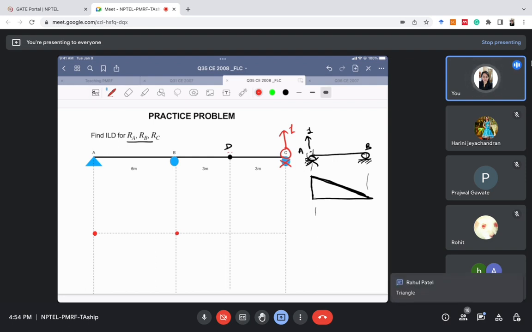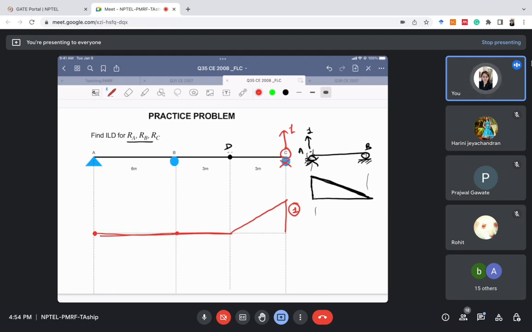But at point C, Rahul is right, we have pulled it upward, so it is displaced by unit amount here and it will be like this. When there is a hinge, just imagine a hinge here and everything else is supported and you are pulling it upward by unit amount, it will move like this, right? The bar will be like this and other points will be like this. So this will simply be the ILD for RC.